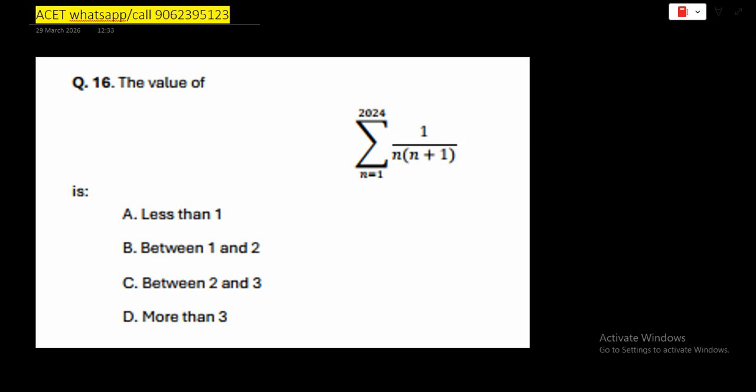So first look at the question. The value of summation n equal to 1 to 2024 of 1 by n into n plus 1 is: option A is less than 1, option B is between 1 and 2, option C says between 2 and 3, and option D says more than 3.